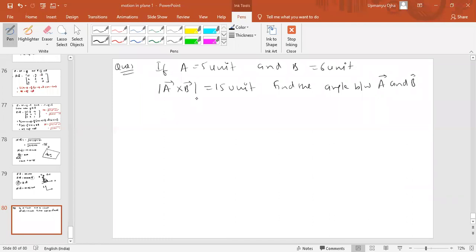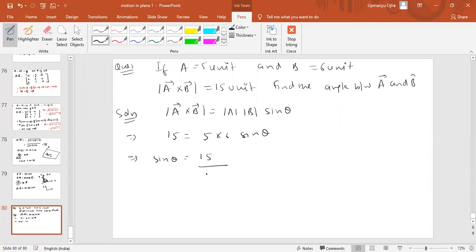The mod of A cross B is 15 units. A is 5, B is 6. What is the angle between A and B? 30 degree. Okay, fine. So directly we can use this formula here, that modulus of A cross B equals mod A mod B sine theta. So we get 15 equal to 5 into 6 sine theta. So sine theta will be equal to 15 by 5 into 6. That will be half. So theta is equal to 30 degree. So the angle between A and B is 30 degree.